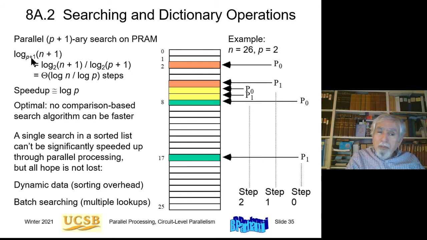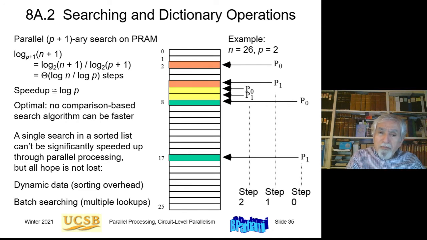Okay, so log base P+1 of n+1 is log base 2 of n+1 divided by log base 2 of P+1. This is the binary search time with one processor. So this factor here is the speed up, how much faster we are doing this compared with binary search. So it's a logarithmic speed up, which is not very impressive. So a single search in the sorted list can't be significantly speeded up through parallel processing.